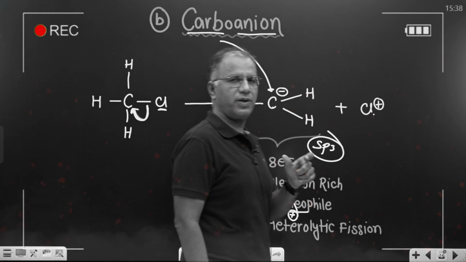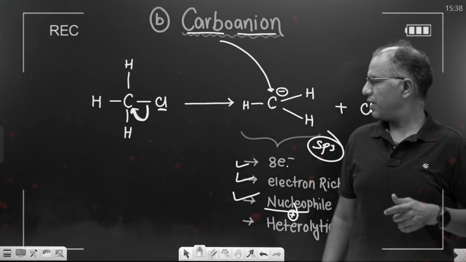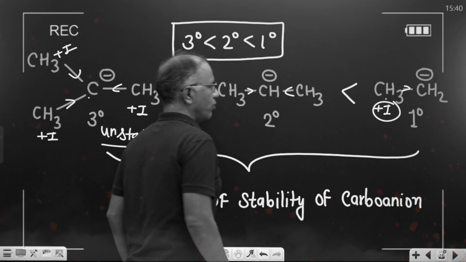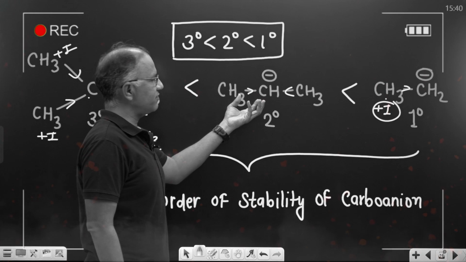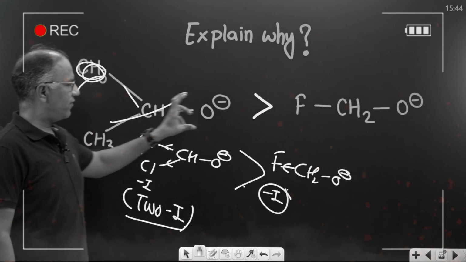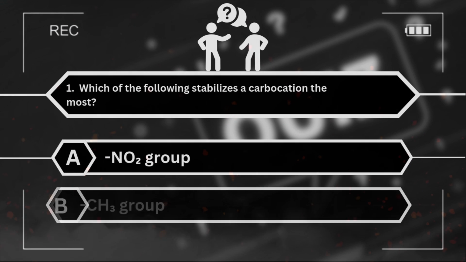Unequal distribution of bond electrons is known as heterolytic fission. And for minus I and carbanion, the more the plus I effect, the more will be the negative charge density on carbon, and the more unstable it will be. Two minus I effects dominate one strong minus I effect.